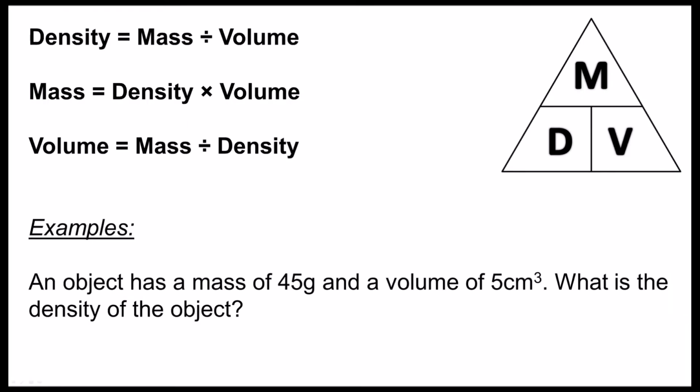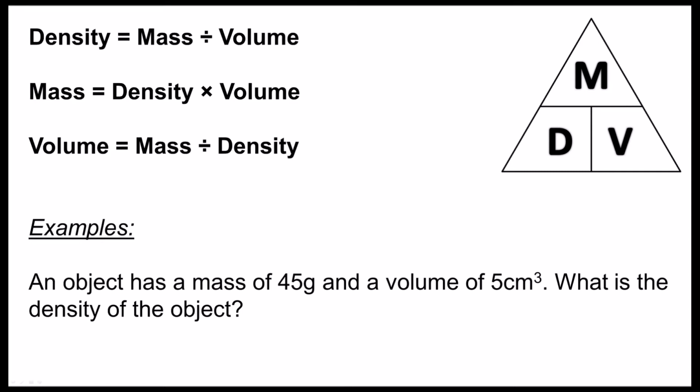So let's have a look at some examples of the sort of things that you could be asked. It's important to note that the numbers in my calculations are really easy for the simplicity of demonstration. However, for your calculations, you can use a calculator to help you. So, our first example says an object has a mass of 45 grams and a volume of 5 centimetres cubed. What is the density of the object?